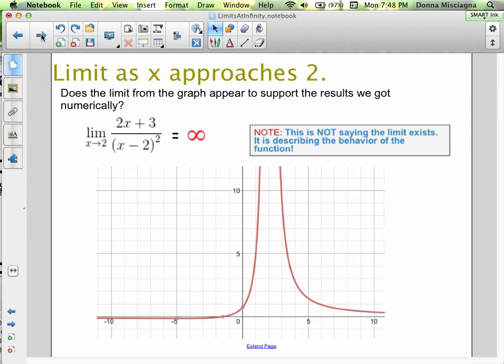I'm going to give you the final results when we solve it out analytically. But now, what appears to be happening here? It appears that our function is going to infinity. Now, that doesn't mean that we have a limit here.